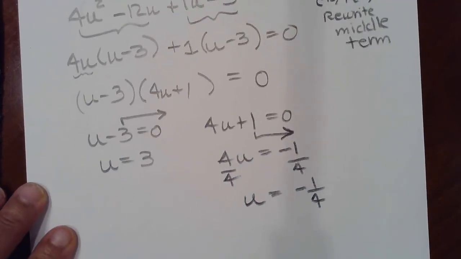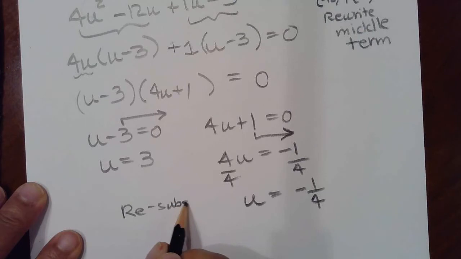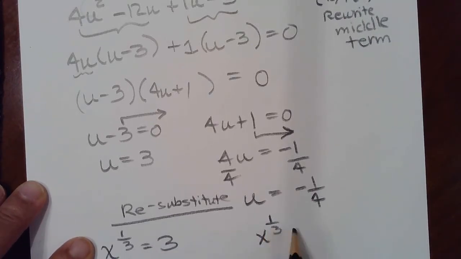But remember, you are not looking for answers for u. You're looking for answers for x. So now re-substitute. Bring those x's back into the problem. So for this u, you're going to have x to the 1/3 is equal to 3, while for this one, you're going to have x to the 1/3 is equal to negative 1/4.